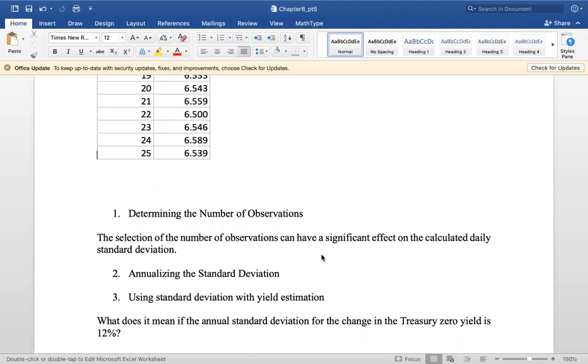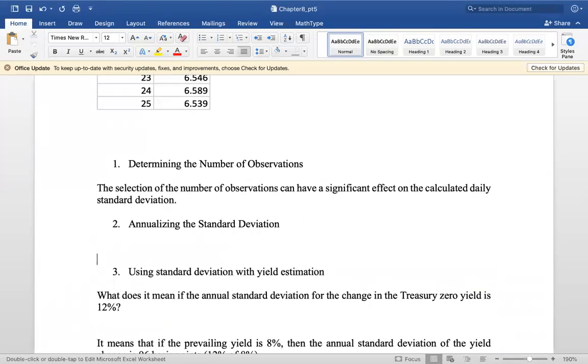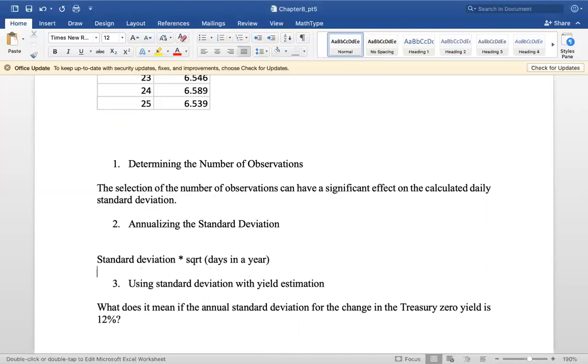The second thing is annualizing the yield, annualizing the standard deviation, which is basically simply the standard deviation multiplied by the square root of days in a year, right? Okay. Third important point to understand here is using standard deviation with yield estimation, right?